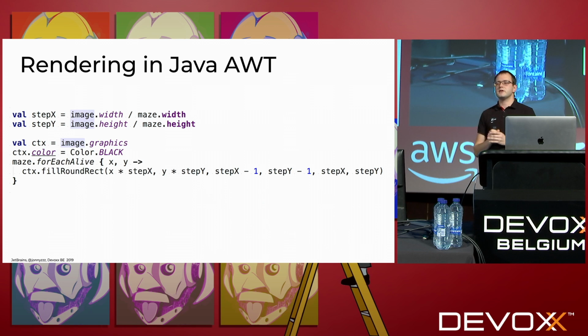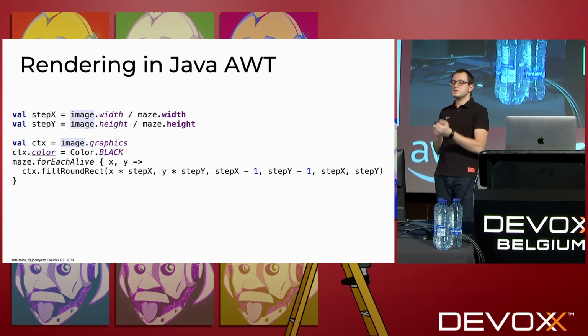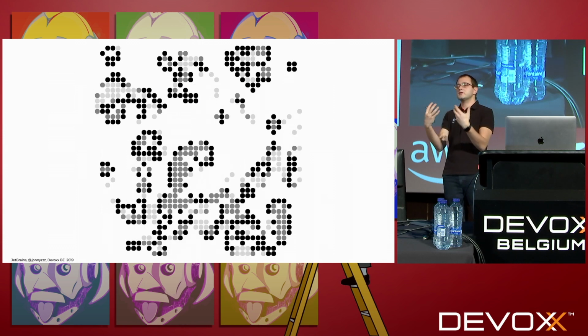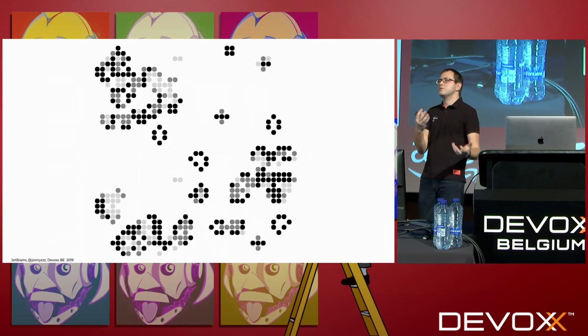Then I implemented the rendering in AWT. Well, there's nothing complicated in here. You do something like this, and then I was able to generate animated GIFs from this web server.